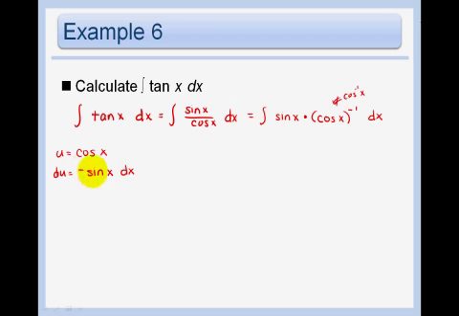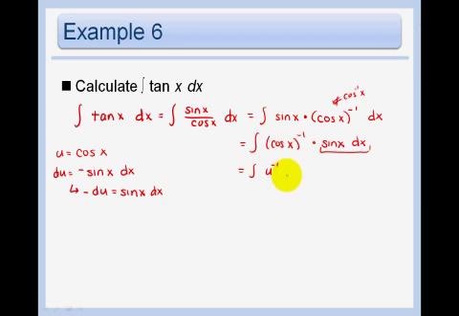I didn't want a bad sign. I just wanted a sine. So I'm going to divide both sides by negative 1. Now I'm going to do my u sub. Well, if you need to write this out for yourself, go ahead and put it in the order that you need it. Because I now see that this part is just negative du. This part is just my u. Let's pull that negative outside.